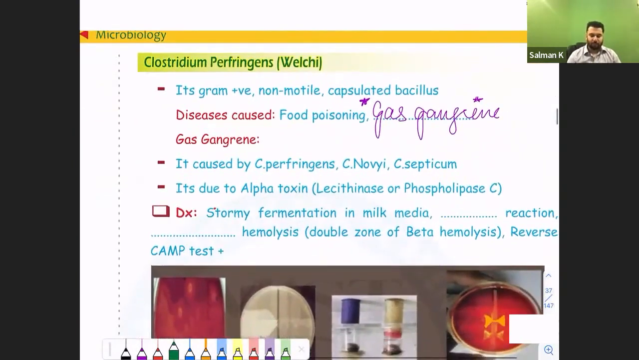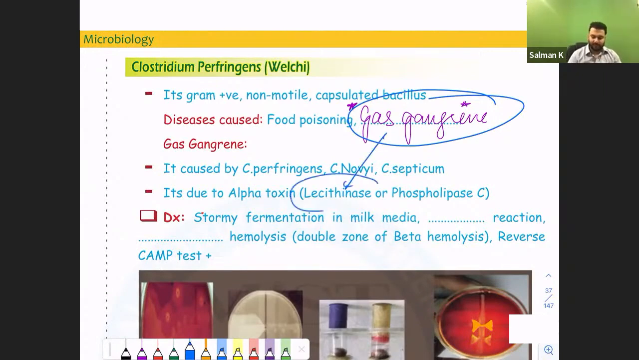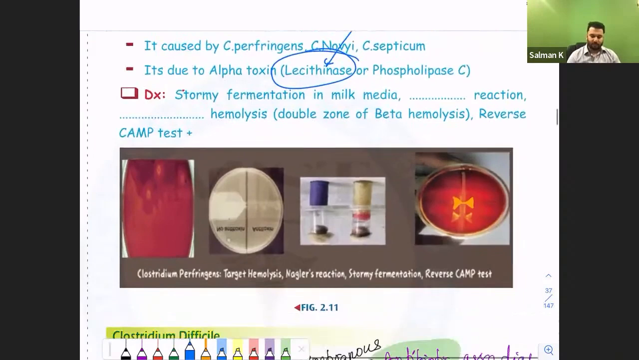If you're talking perfringens, that is Clostridium welchii. All right. You all may have learned already, it causes gas gangrene, right? It causes this gas gangrene. And you should know the gas gangrene is caused by the toxin, what we call as lecithinase. Okay, it is caused by this toxin, what we are calling by the name of what? Lecithinase.